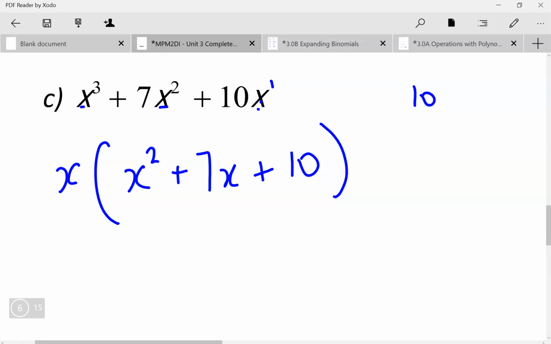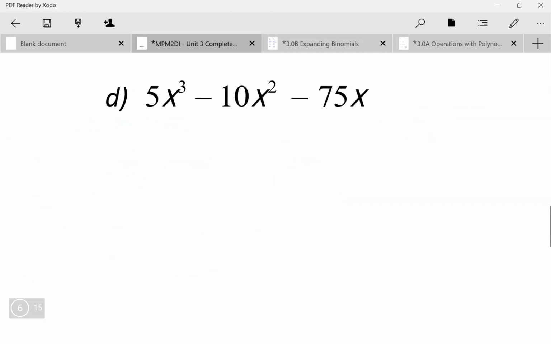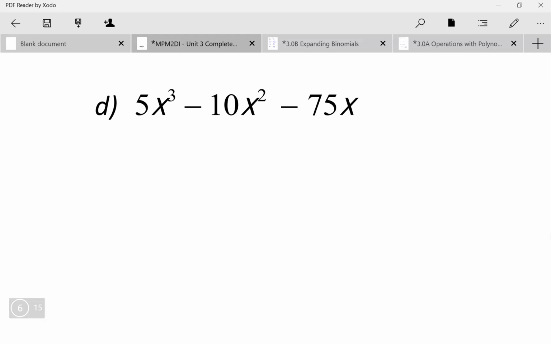Two numbers that multiply to 10 and add to 7 are plus 5 and plus 2. So this is x plus 2, x plus 5. Again, something I should have probably mentioned before, the order in which you do these things does not matter in the least. You can do that as x plus 5, x plus 2, or the way I've written it down here. It does not affect your answer.